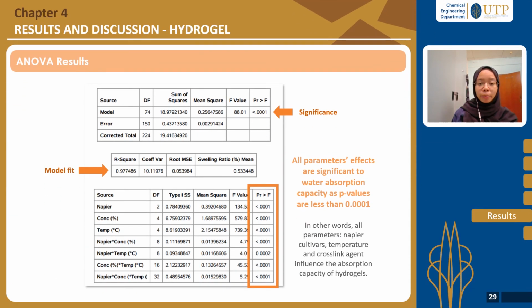Alright, now we have reached the last part of our project, which is the ANOVA to support our findings in the swelling test. So we can see here that the experiment is very significant as it has a p-value less than 0.001, and the model fits quite significantly, which is 0.98. And from here we can see that all parameters' effects are significant to water absorption capacity as the p-values are all less than 0.001. In other words, all parameters, which are the Napier, concentration and also temperature, influence the absorption capacity of hydrogels.